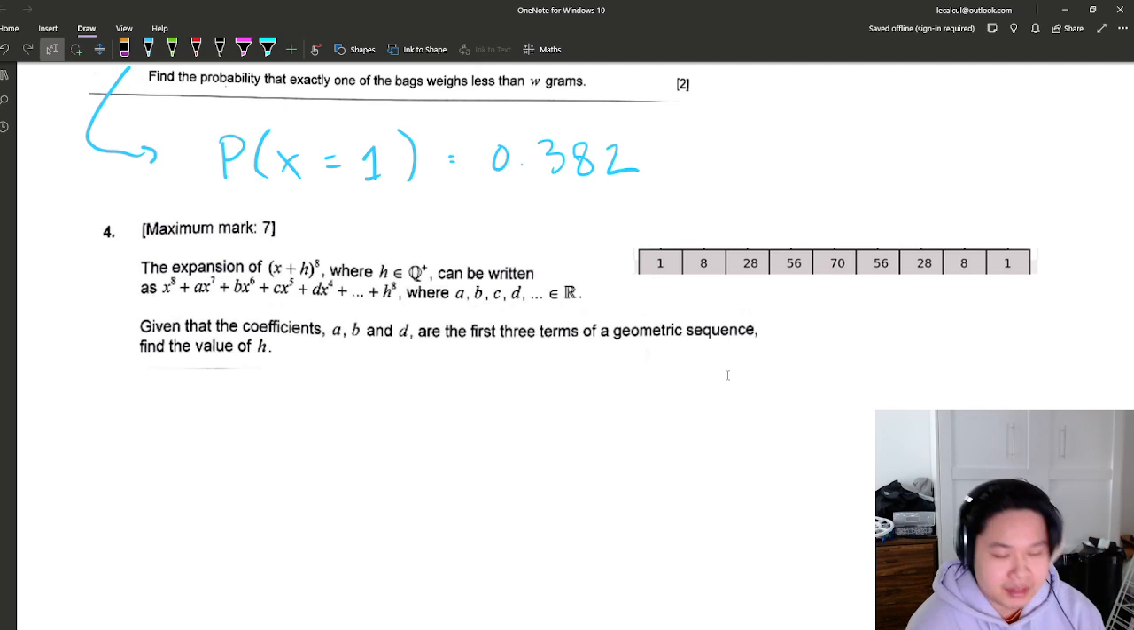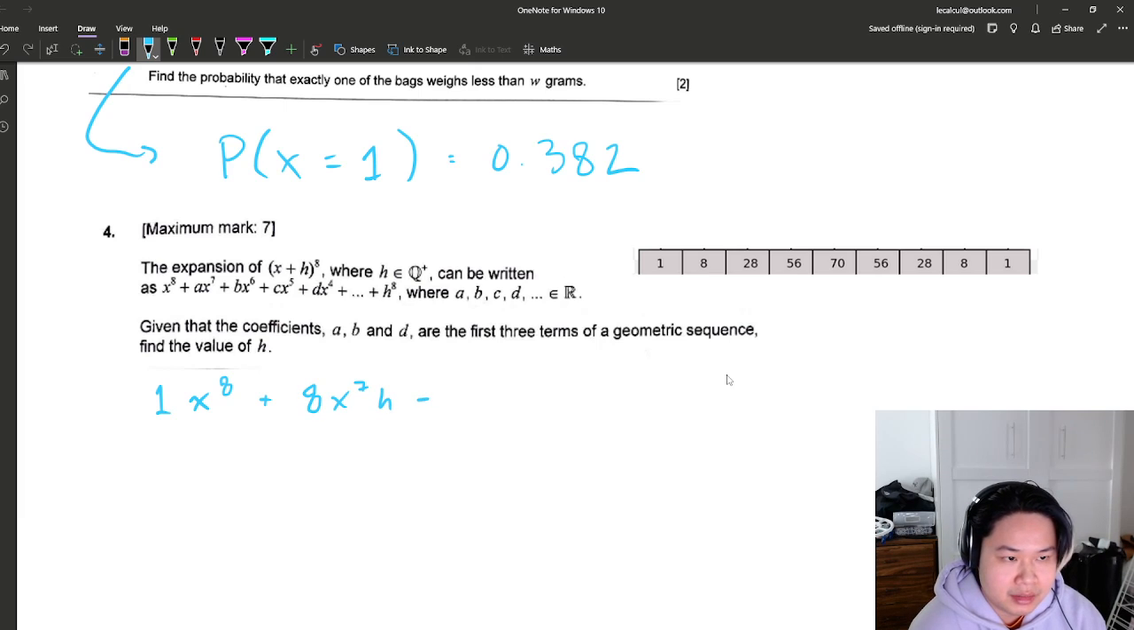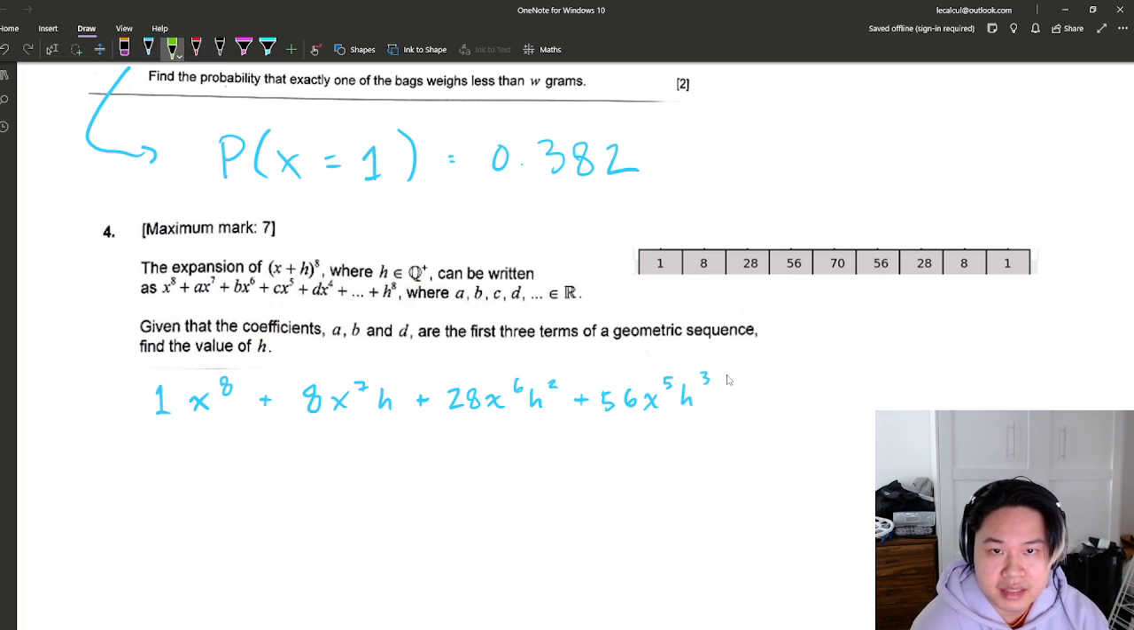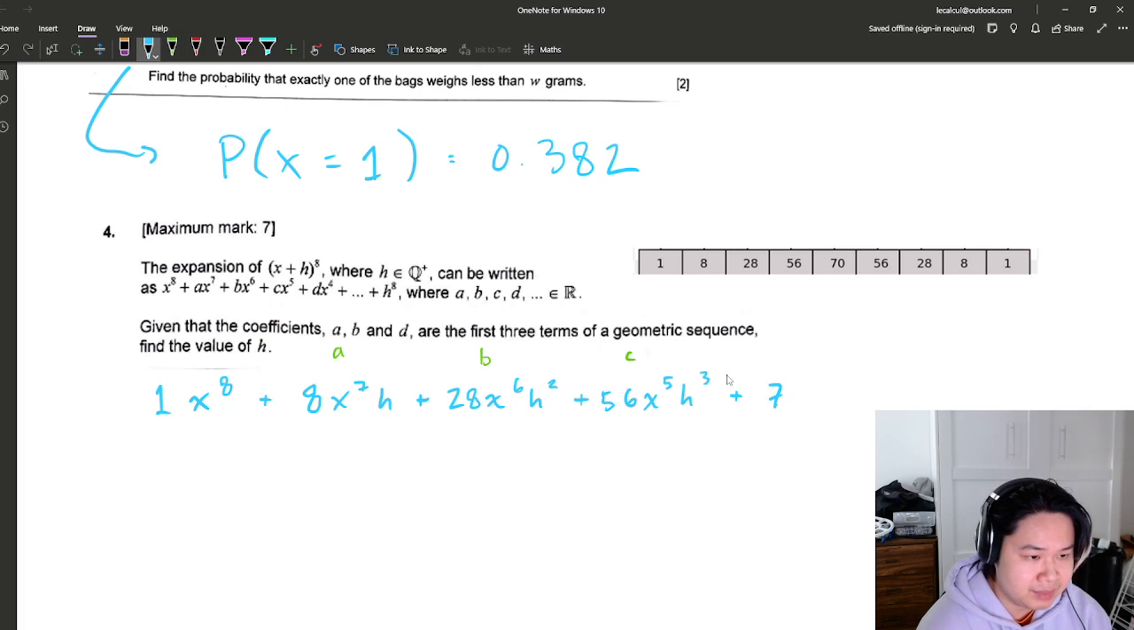And then from here, we can write out the full expansion. So this is going to be 1x to the power of 8 plus 8x to the power of 7, h to the power of 1 plus 28, x to the power of 6, h to the power of 2 plus, and then so on. So x to the power of 5, h to the power of 3, and then I'm going to stop once I get to the term that should have d in it, just to save myself some time. 70x to the power of 4, or wait, no, this one goes down, and then h to the power of 4.